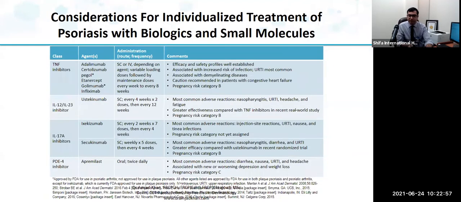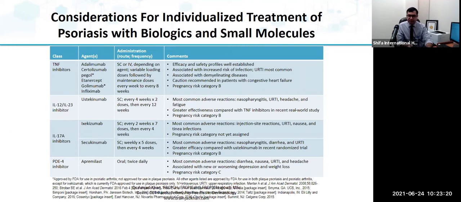TNF inhibitors, so you can see adalimumab, which is licensed, etanercept, which is licensed, and infliximab. So all these are licensed, but they are generalized. So I will show you a photograph here. You can see the cascade. So TNF inhibitors or blockers are very early in the cascade. So what happens? They block the whole cascade and hence have some unwanted effects as well.